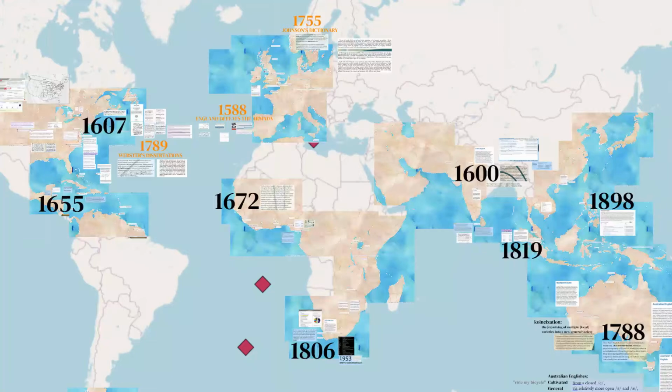In 1600 to India, in 1607 to North America, 1655 the Caribbean, Jamaica at least in particular, 1672 West Africa, and then from there we get another sort of circle surrounding that here in the southeast of the map, with 1788 in Australia, 1806 in South Africa, 1819 in Singapore and Malaysia, and then the United States establishes its own colony in the Philippines in 1898.